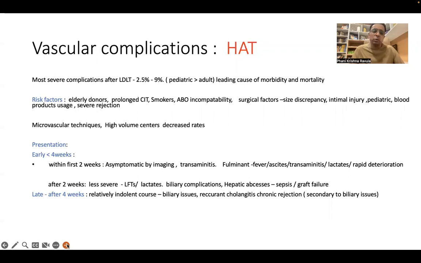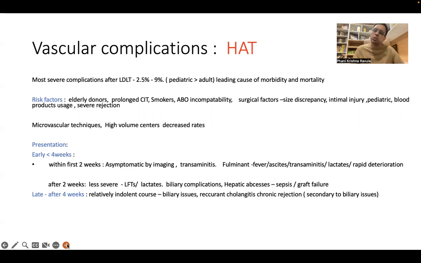The late hepatic artery thrombosis, that is after 4 weeks, by which some degree of good collateralization has occurred around the bile duct, is a relatively indolent course because in these patients you have mainly biliary issues. You have not just anastomotic strictures, non-anastomotic strictures, intrahepatic strictures, and the patient keeps coming back with recurrent cholangitis, and they also become chronically ill, and they do have some sort of a chronic rejection.